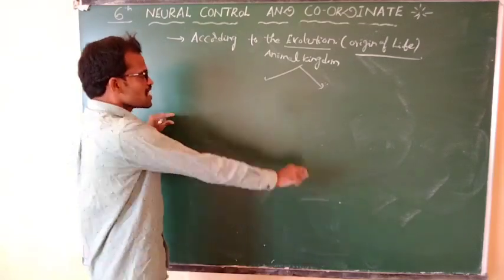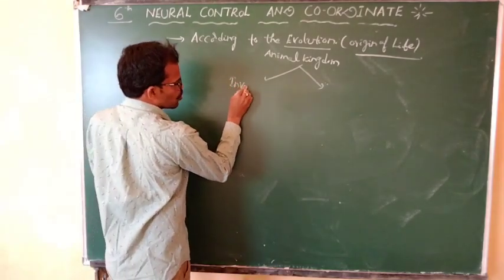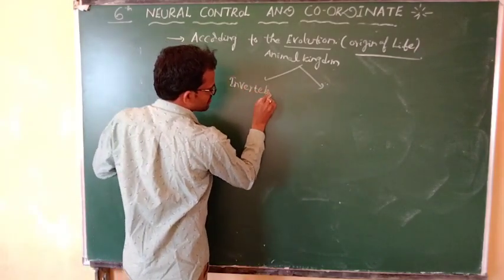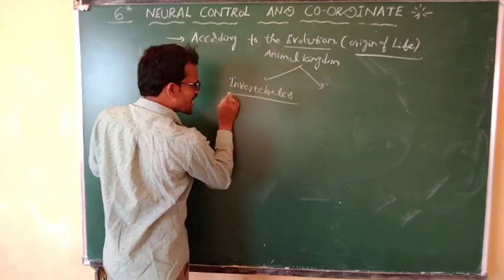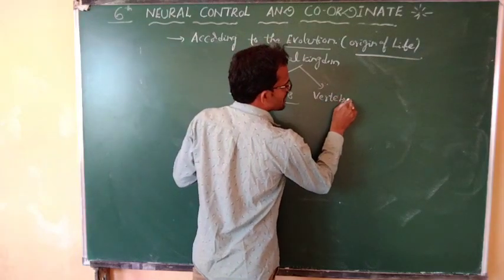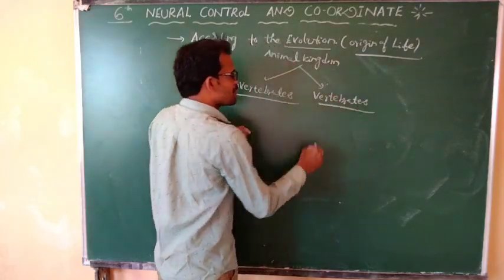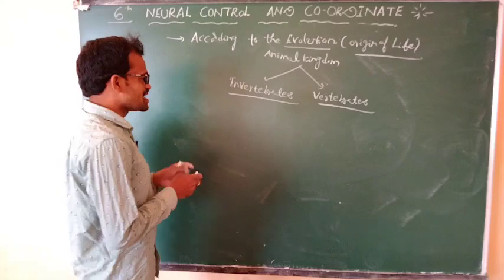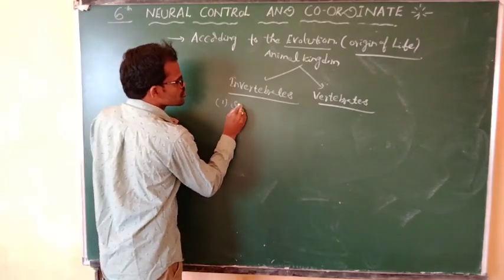According to the animal kingdom, animals are classified into invertebrates and vertebrates. If you observe the invertebrates, the first one is sponges.